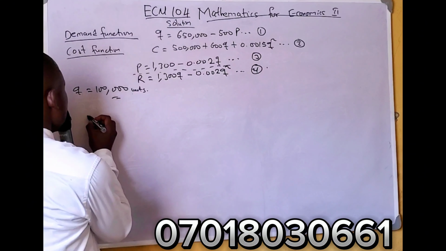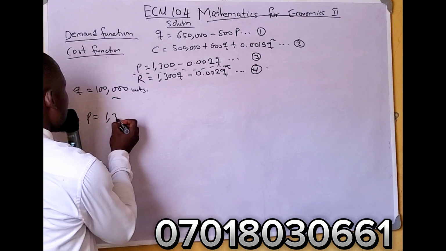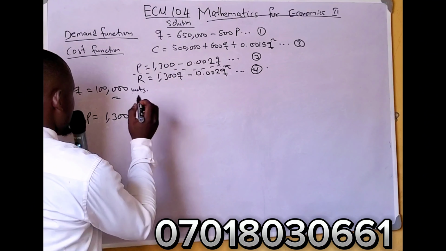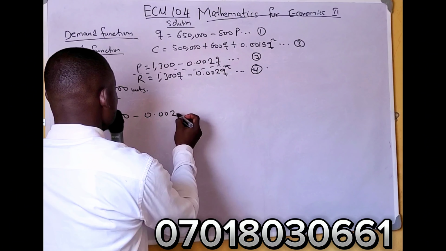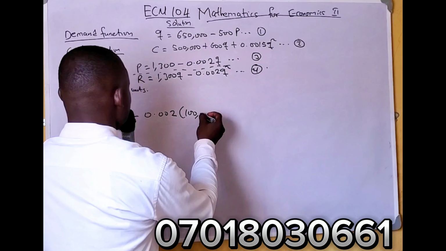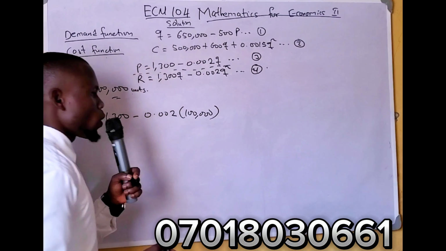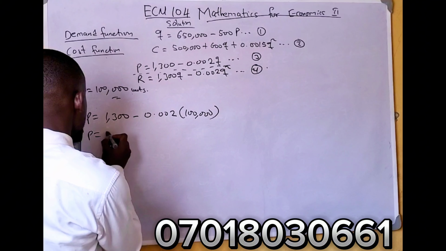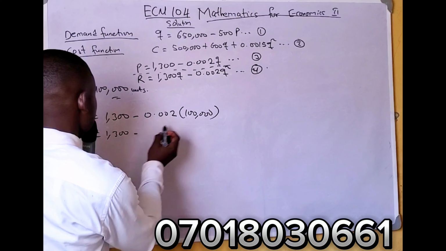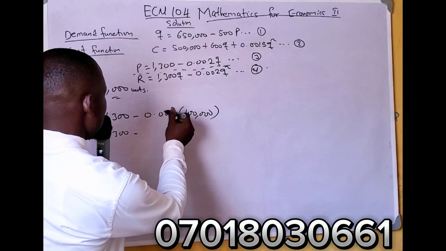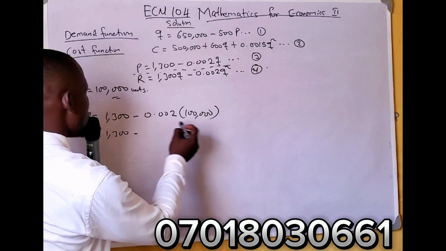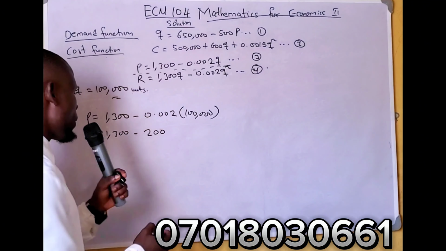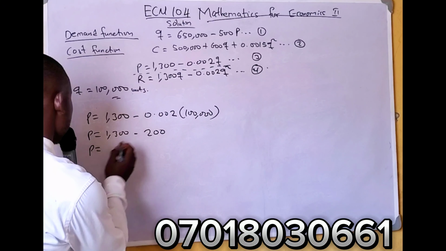So the price charged will now be P equals 1,300 from equation 3, don't forget, minus 0.002 times 100,000. Okay? So your P will be 1,300 minus this times 2, 0.002 times 100,000, which is 200. Okay? So your P now will be equal to what?